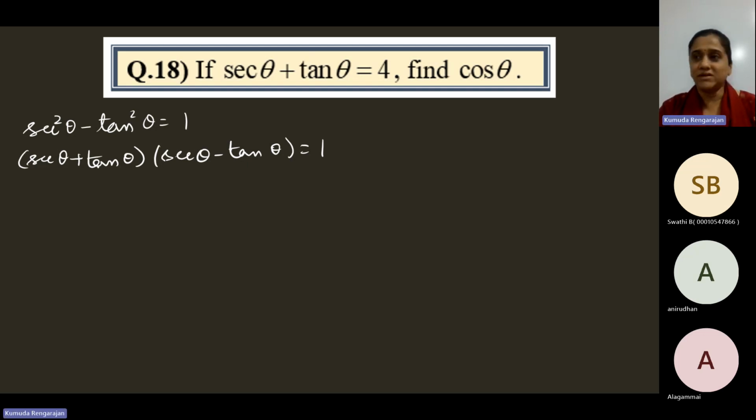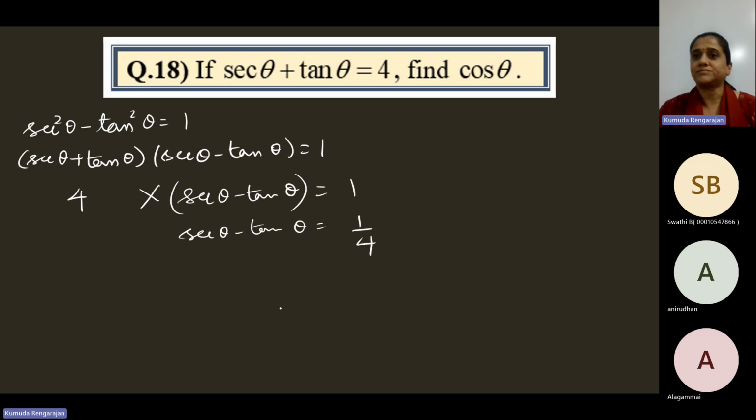So remember that the value of secant theta plus tan theta and the value of secant theta minus tan theta are reciprocals of one another, because you can see the product is 1. Now what is secant theta plus tan theta? 4. So what should be secant theta minus tan theta? 1/4. But we'll just substitute. So secant theta plus tan theta is 4, into secant theta minus tan theta is equal to 1. So secant theta minus tan theta is equal to 1/4.